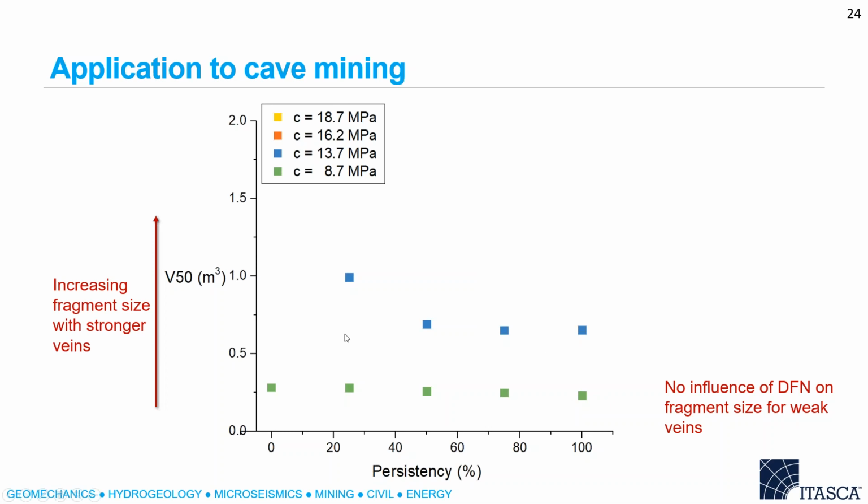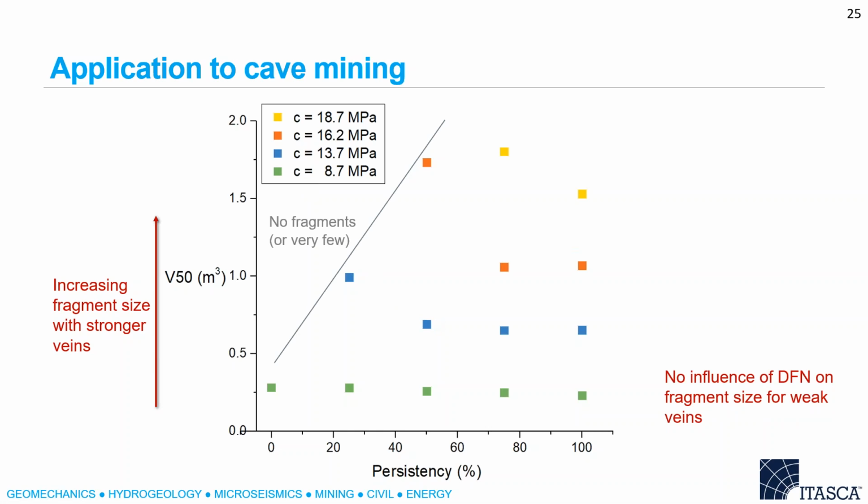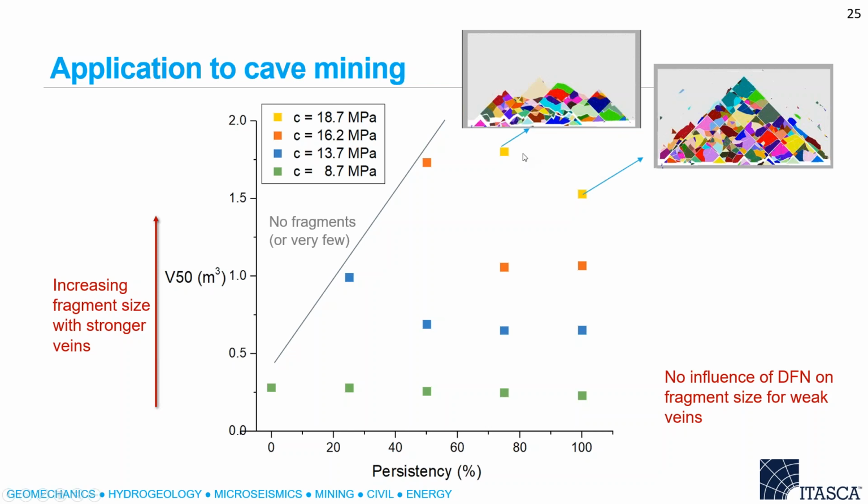Then when we increase progressively the strength, so here in blue we have increased the cohesion of the veins, we have larger fragments, and we start seeing the effect of the DFN on the fragment size. And so on. For larger cohesions, we have larger fragments, and here we see the effect of the DFN with smaller fragments when the persistency increases.